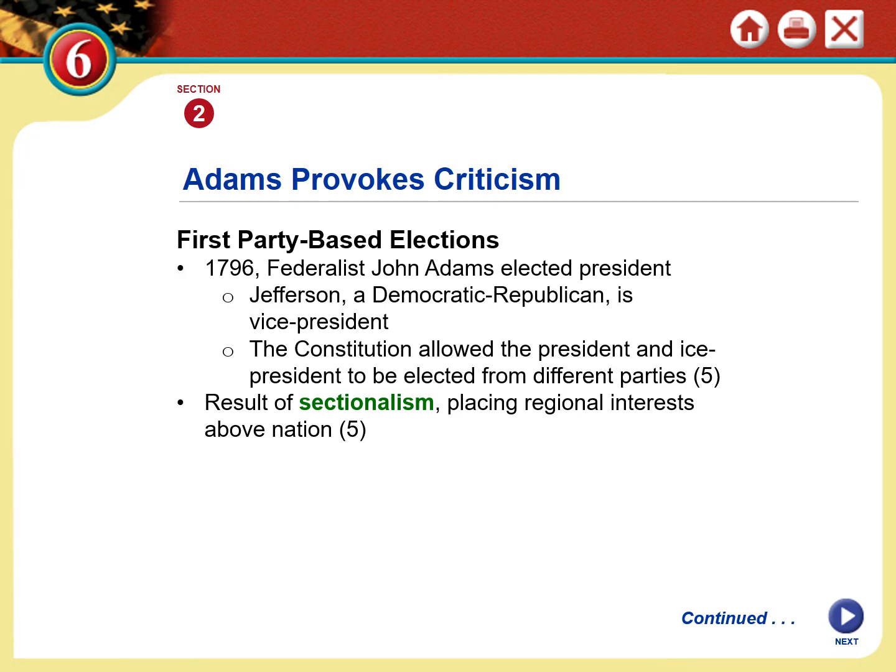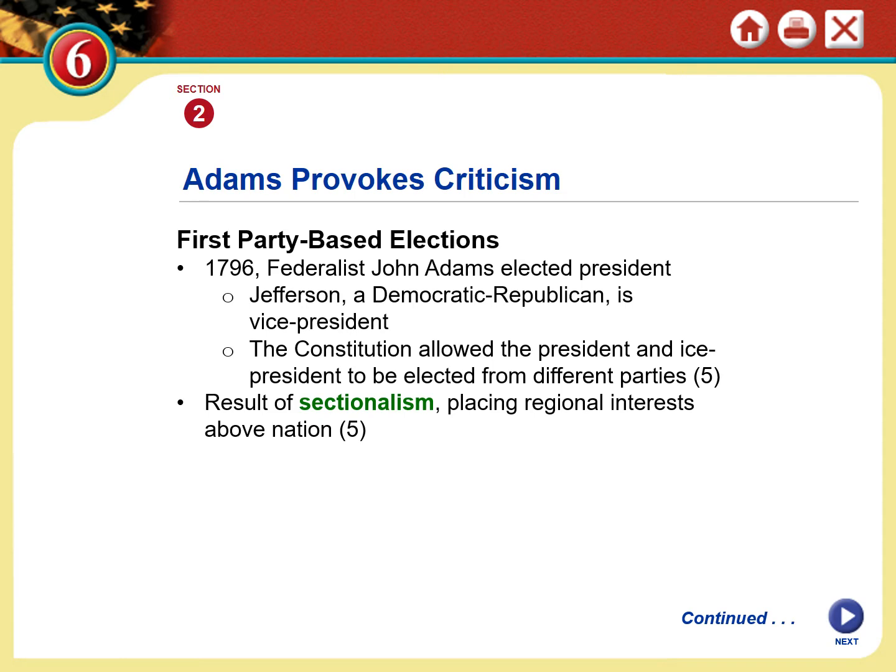Now, meanwhile, the birth of the two-party system is very important in understanding American politics. And perhaps this is best understood through our first two-party based election. In 1796, we have the very first two-party election in our country's history. We have a Federalist, John Adams, who will go on to be our second president, versus Thomas Jefferson, a Democratic Republican.